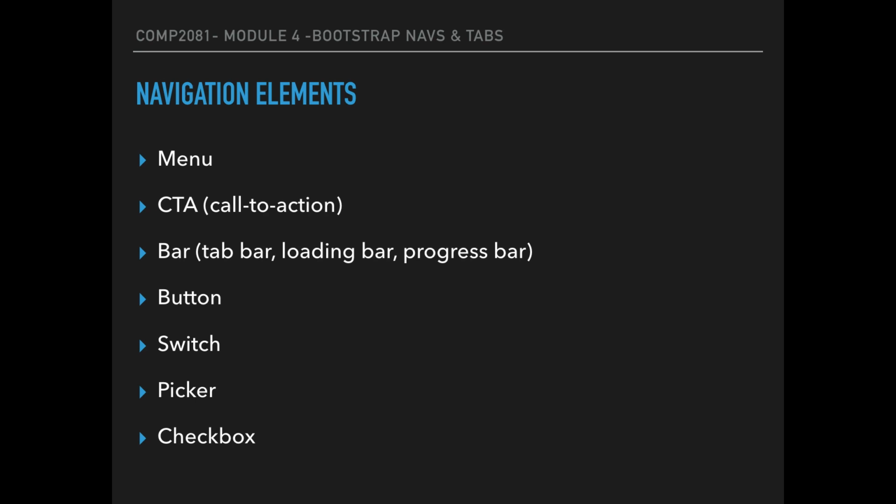So a few navigation elements. We have the menu. We have call to action, or CTA. We have a bar, a button, a switch, a picker, or a checkbox. These can all be used to navigate throughout the site.